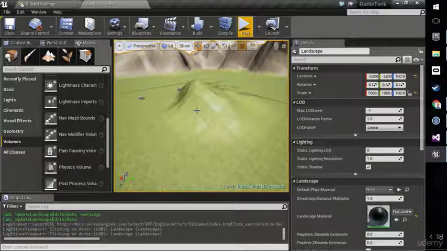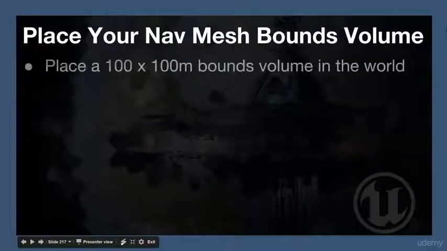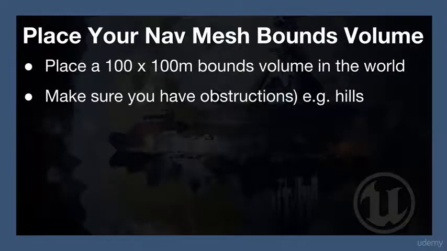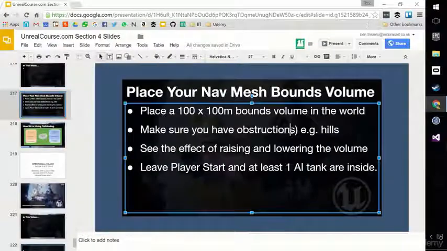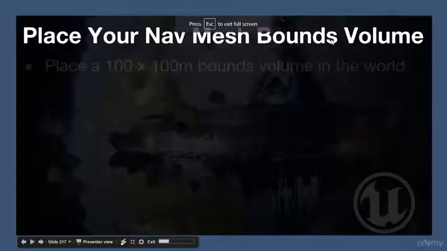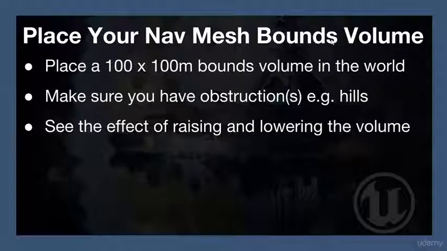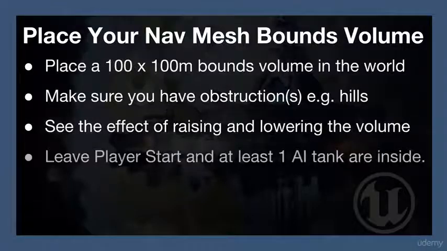I'll put the challenge slide up. So place your nav mesh bounds volume. Place a 100 by 100 meter bounds volume in the world. Make sure you have obstruction(s), at least one obstruction in your world, like a hill, for example. See the effect of raising and lowering that nav mesh volume, like I just did, and have a play with it yourself. And then when you've finished, leave it so that it has a sensible amount of green on the bits where you want your AI tanks to be able to drive, and everything else should be uncolored. And leave the player start and at least one AI tank inside the nav mesh volume.